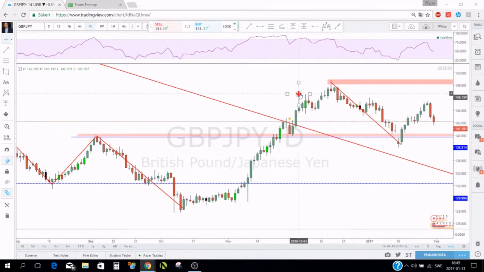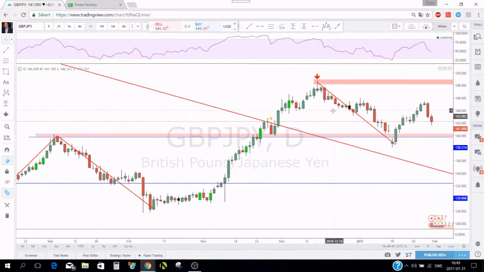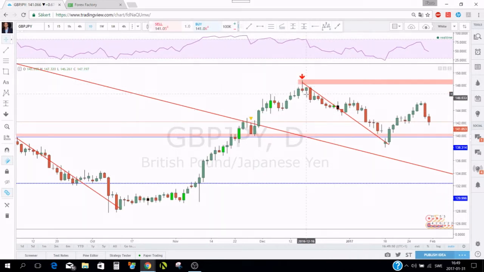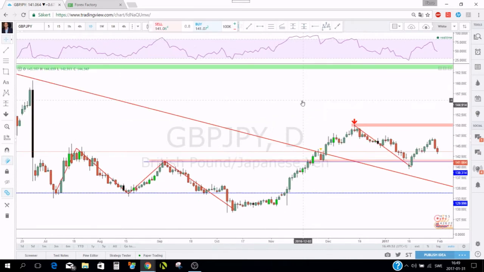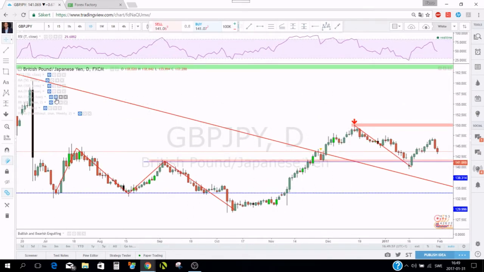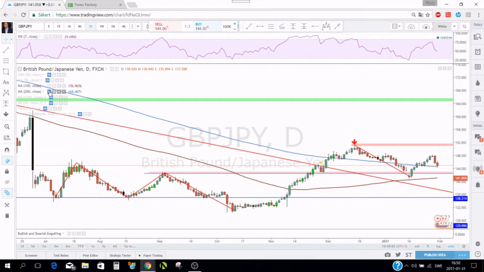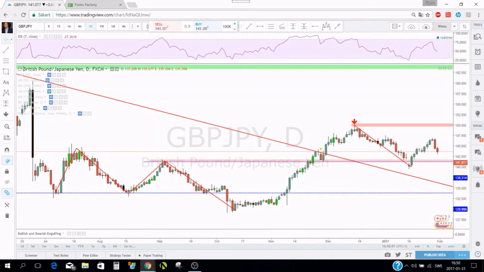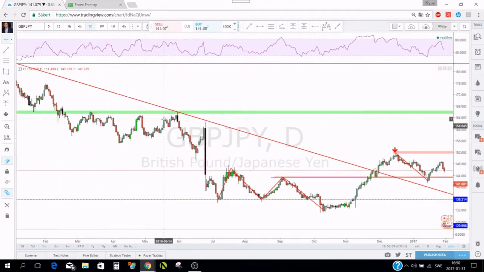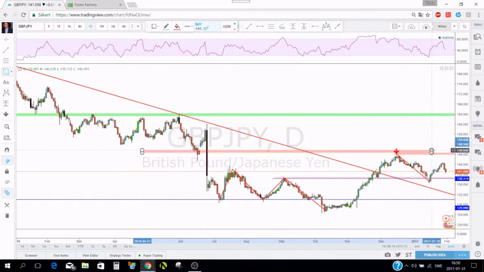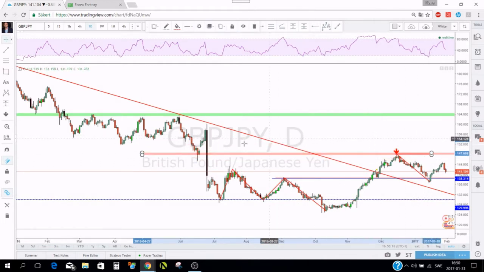But this one did the job. This one did work, and at that time you maybe had a rejection of the 100 MA or a rejection of the 200 MA, not just a pin bar in an empty area. And if you look left, when we had this pin bar, we had this structure here. You should always look left and see what's going on.